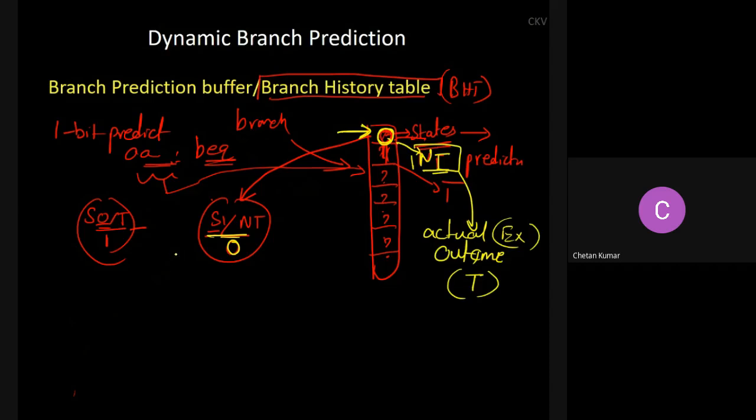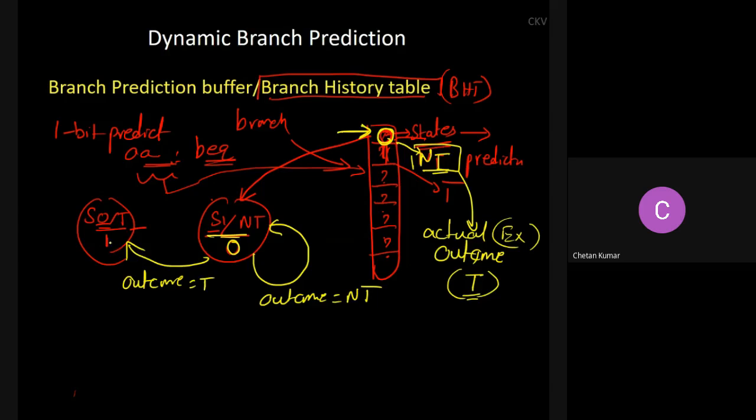We have also drawn the state diagram for 1-bit branch prediction. How does it look? If you are in this state and the prediction was true, meaning the outcome was also not taken, then you remain in the same state. But here the actual outcome is different. In that case, what should I do? I should change state. If the outcome is taken, then you have to go to the S0 state.